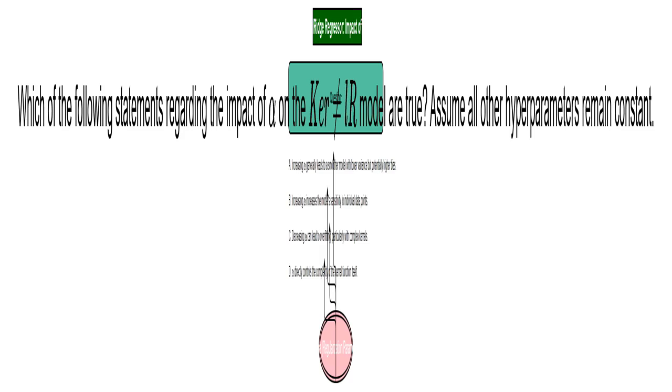This is the main question. It directs you to assess the effect of ALPHA on the model. Remember that we consider the true and false statements in relation to the effect of alpha.